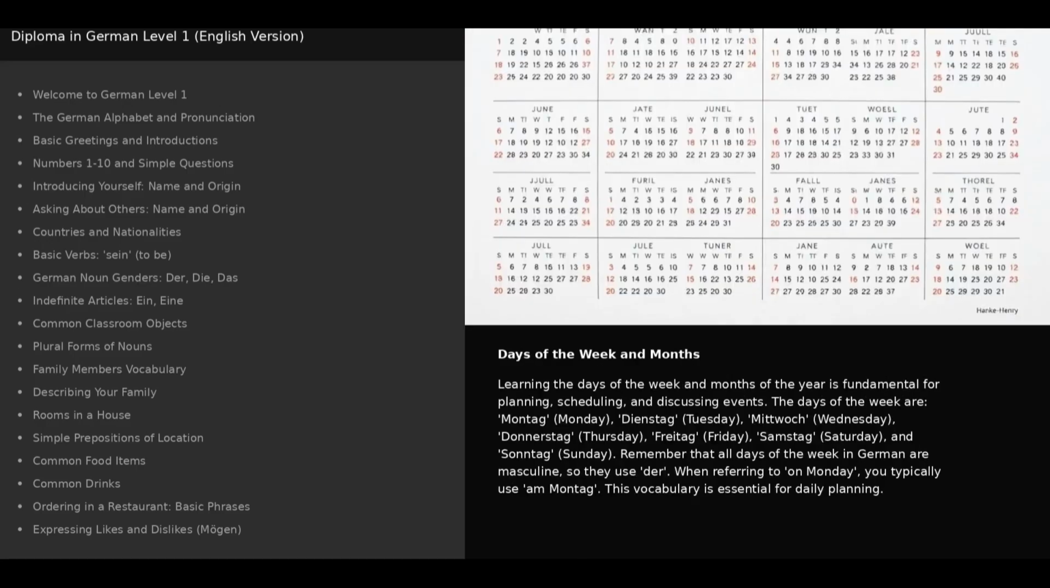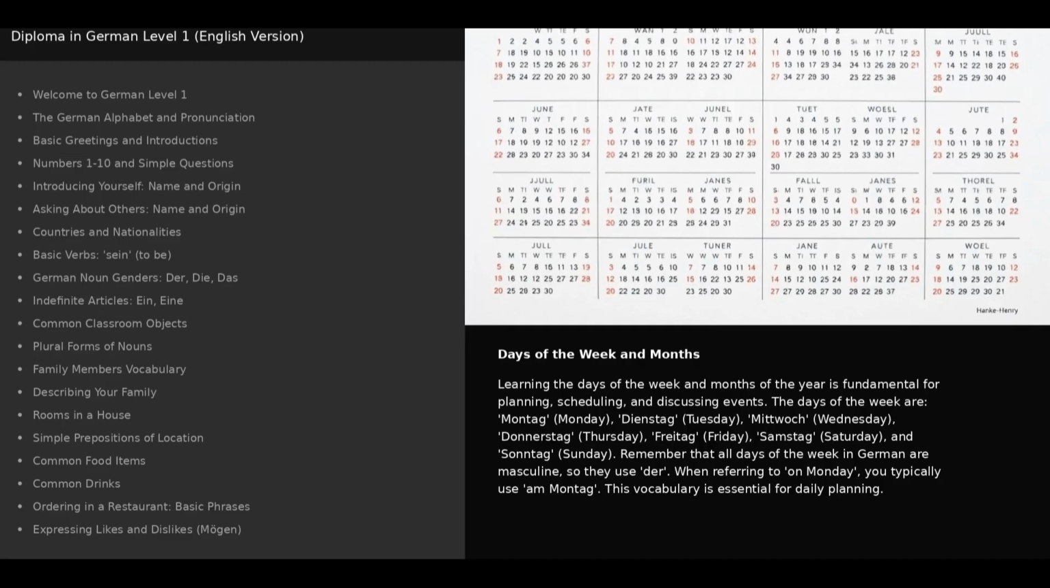Days of the week and months. Learning the days of the week and months of the year is fundamental for planning, scheduling, and discussing events. The days of the week are Montag, Monday, Dienstag, Tuesday, Mittwoch, Wednesday, Donnerstag, Thursday, Freitag, Friday, Samstag, Saturday, and Sonntag.